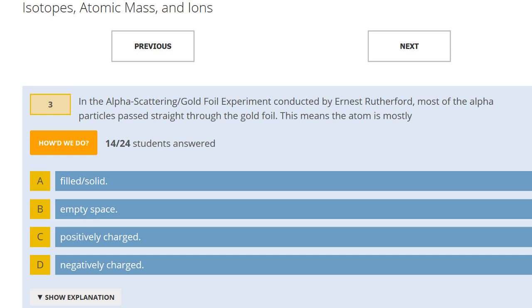So we'll get our answers locked in here, please. We'll count down. 5, 4, 3, 2, 1. Correct answer is it is mostly empty space. If they're going straight through, that means they're not running into anything. It has to mean that it's mostly empty space. Sure, the electrons are there, but the electrons are so tiny that they're not running into any of those electrons, so they're passing straight on through.